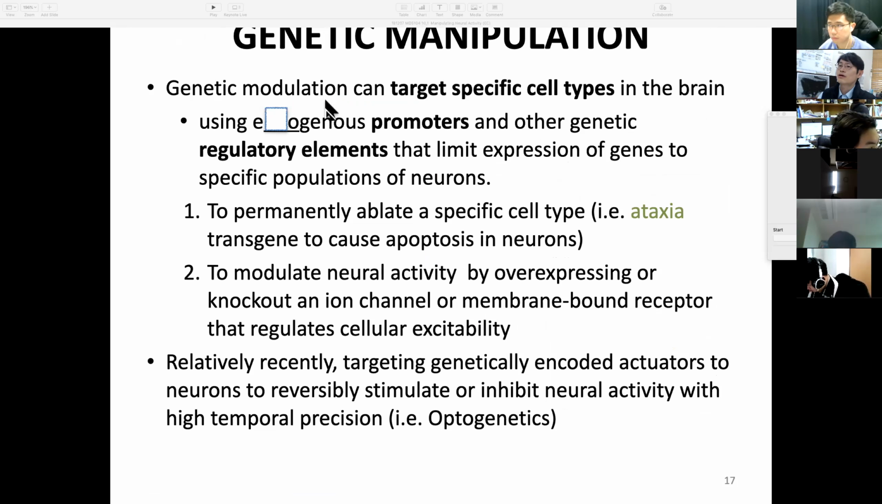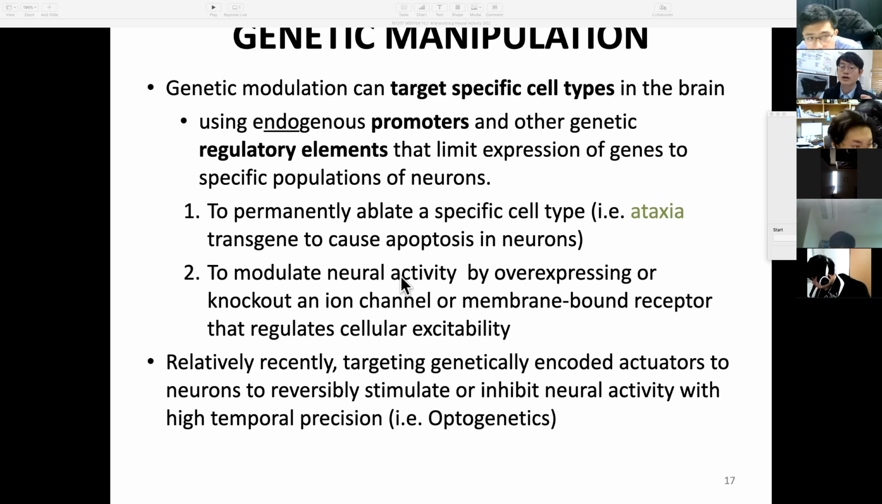All right, now we'll talk about genetic manipulation. Genetic modulation can target specific cell types in the brain using endogenous promoters and other genetic regulatory elements, which will limit expression of genes to specific populations of neurons. With this, you can permanently ablate a specific cell type. An example is an ataxin transgene that can kill specific neurons, okay?